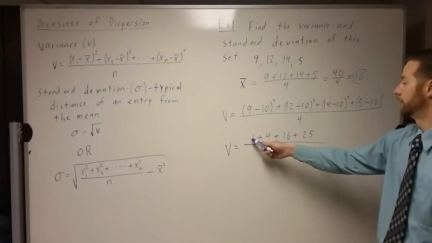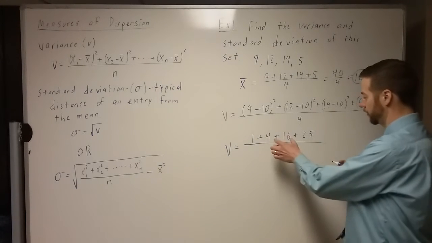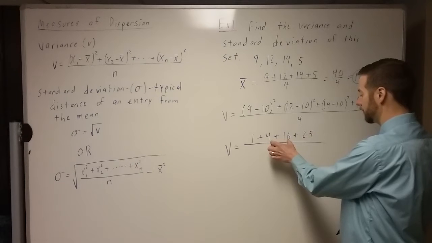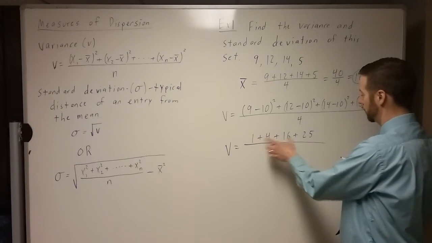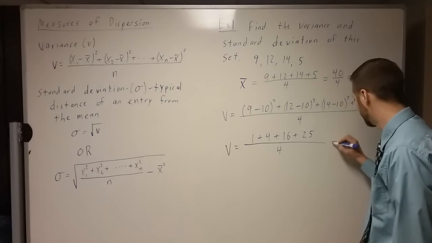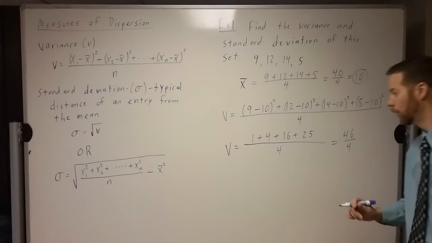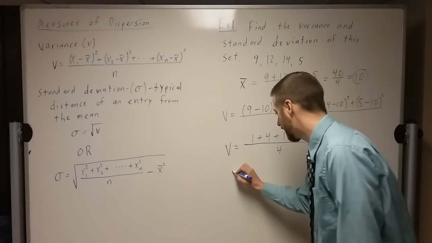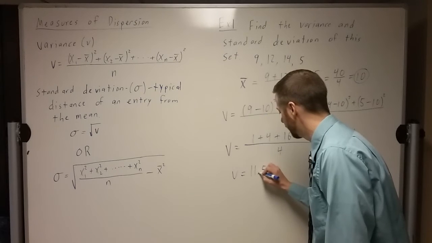And then remember, it's all those answers divided by n. And so let's see what we've got here. We've got 20, and then we've got 1. So we've got 21 plus another 25. And so that gives us 46 over 4, which if I divide that out, that gives me my variance is 11.5.